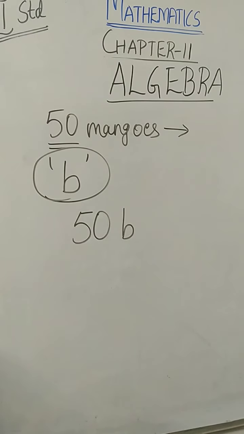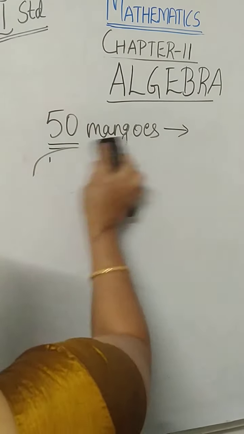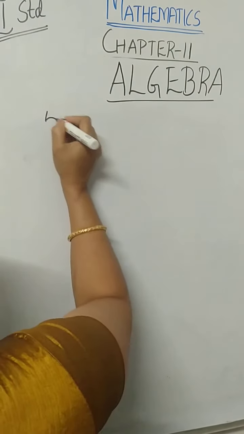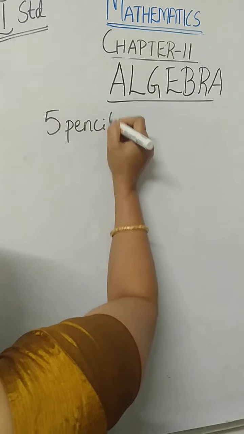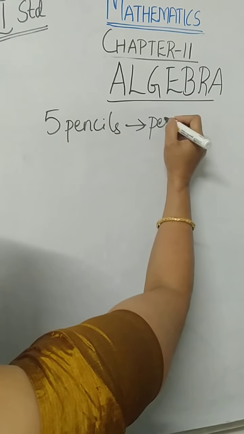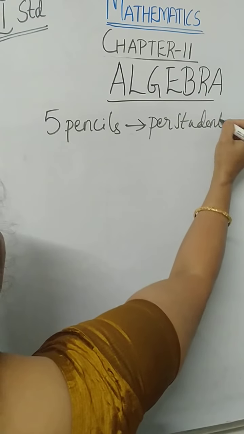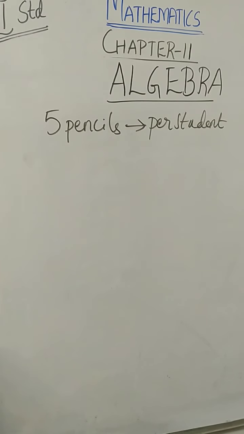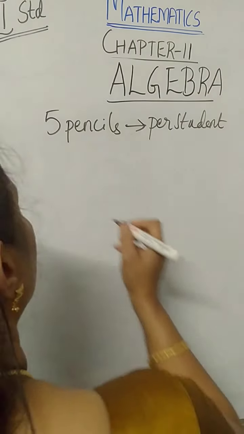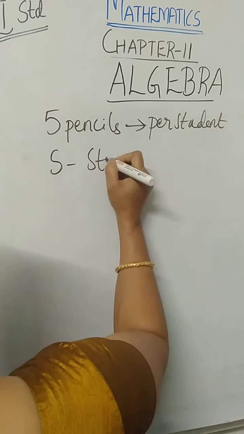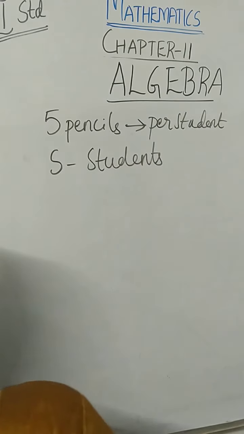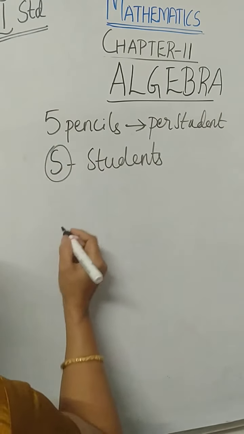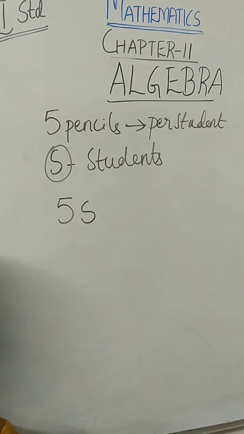Now let us see another example. A teacher distributes 5 pencils to each student, that is per student. Can you tell how many pencils are needed if the number of students is S? There are S number of students. So how many pencils do you need to give to S students? We need 5S pencils.